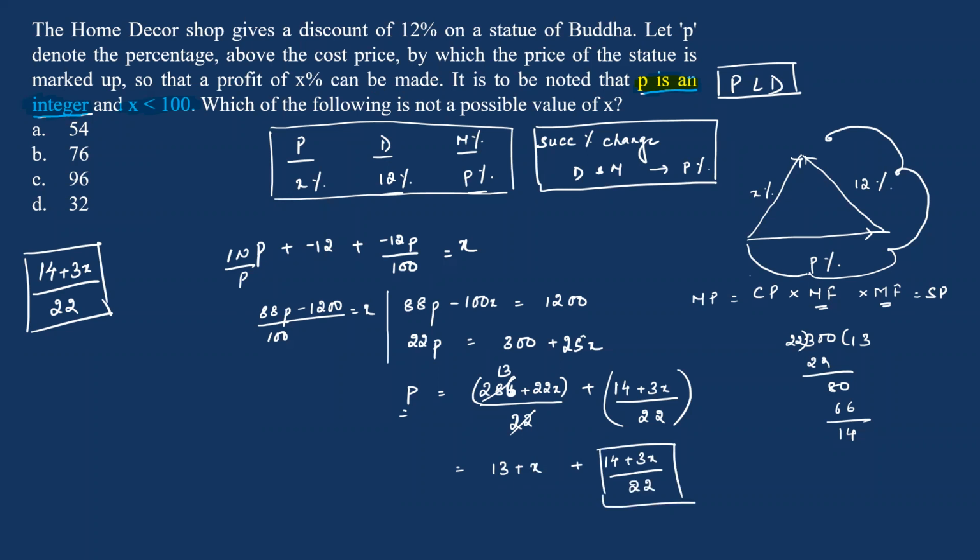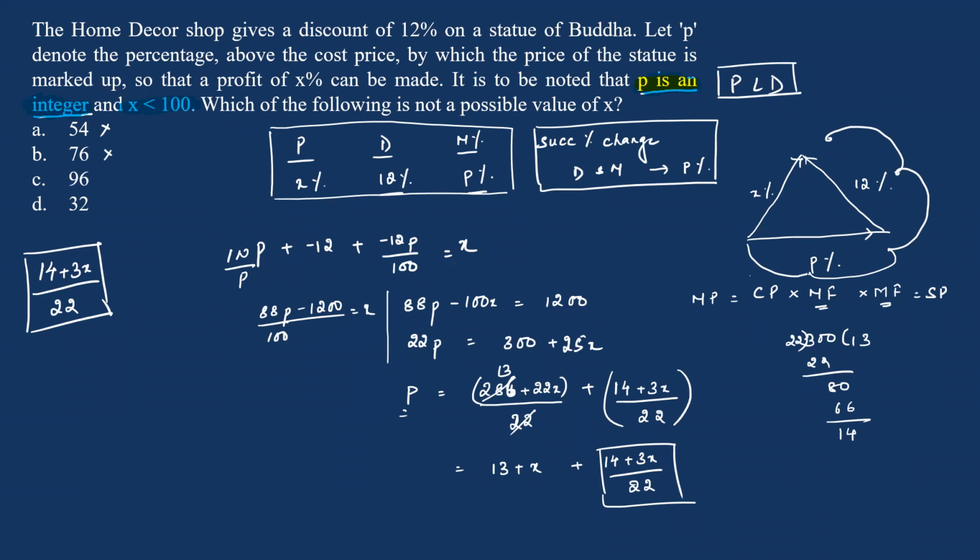And we have 14 plus 3x should be exactly divisible by 22. Clear, right? Now all our job is, since we are asked which of the following is not a possible value of x, let's replace options and see whether they are divisible or not. So 3 into 54 is 162. 162 plus 14 is 176 divided by 22 is exactly divisible. So this can be a possible value. Similarly, 3 into 76 is 228 plus 14 is 242 divided by 22 is also exactly divisible. This is not my answer.